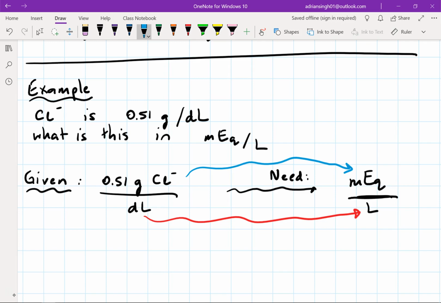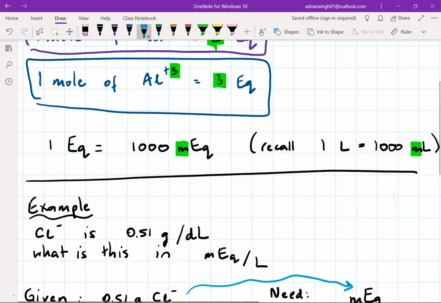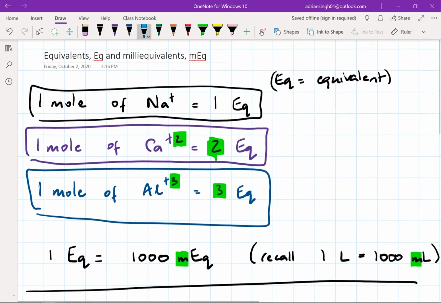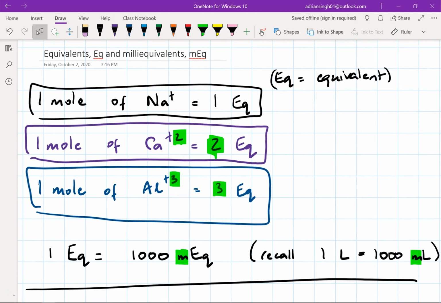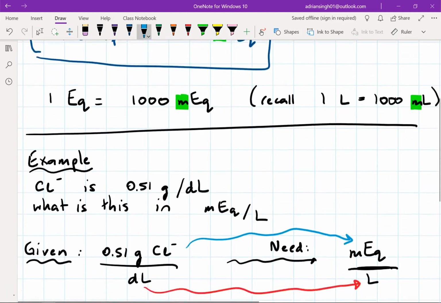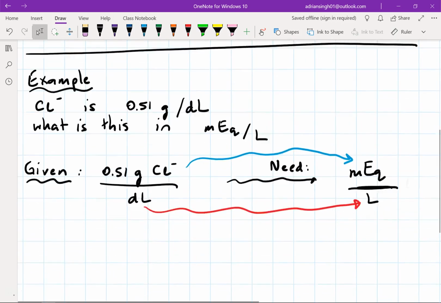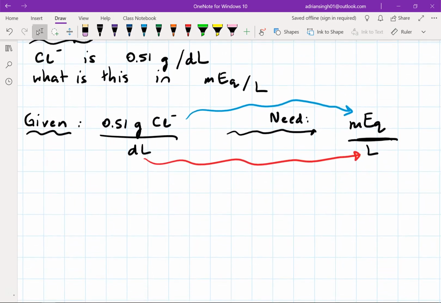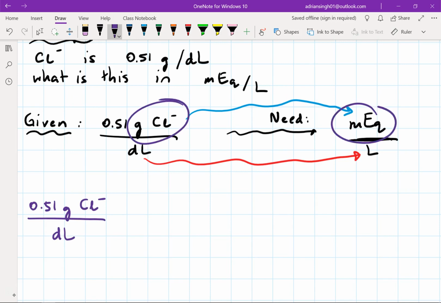All right, so in order to get from grams to milliequivalents, we have to first of all get to equivalents. In order to get to the equivalent, we actually need to get to moles because that's our link between those two. So the way that we can set this up is we're going to start with our 0.51 grams of the Cl minus per deciliter, and let's do the grams to the milliequivalent first.